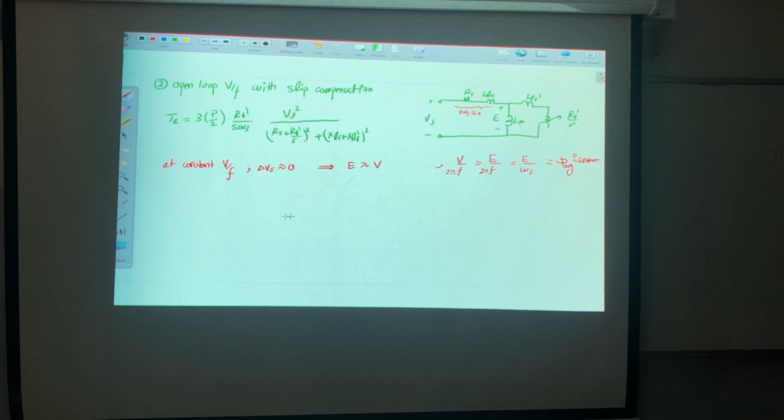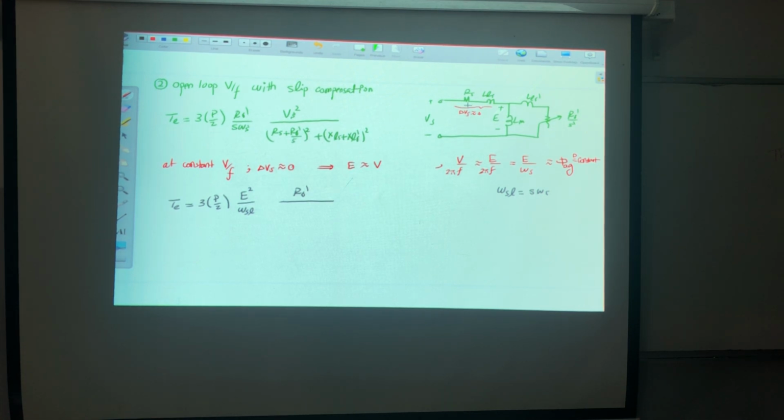So now let's try to arrange this equation. Simply TE, I can write it as 3 P over 2. Now instead of Vs, I will write E, so this will be E squared over, and instead of S omega S, I will write omega slip. You know that omega slip is equal to S omega S, correct? And I will end up with R dash over.